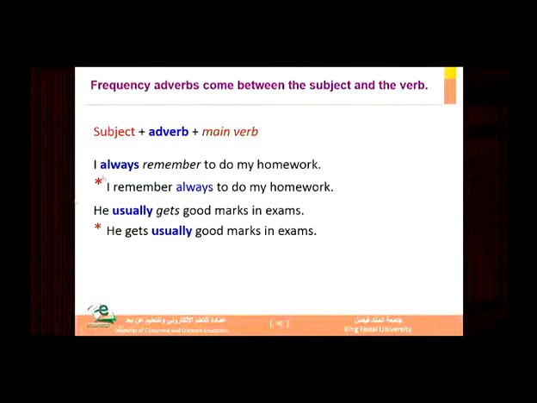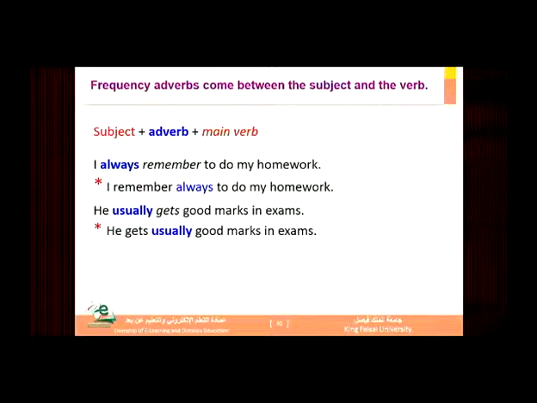When there is a star at the beginning of the sentence, it means the sentence is not really grammatical, or at least it is not really acceptable. So we cannot say, I remember always to do my homework. We have to say, I always remember. In other words, the adverb comes before the verb, not after the verb. It has to be before the verb.